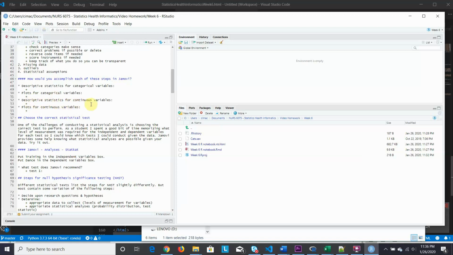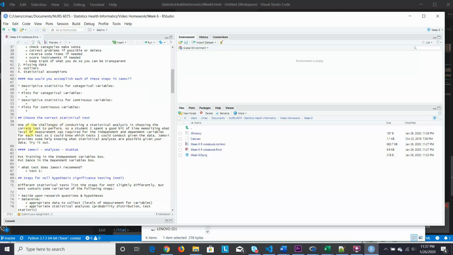What kind of descriptive statistics would you run for continuous variables? Those are interval and ratio level of measurement, and means and standard deviations are your first choice if you have parametric data or normally distributed data. And if you have skewed data or outliers, then medians with quartiles and a range with a minimum and maximum are probably appropriate to look at. And the best plots for continuous data are histograms and box plots.